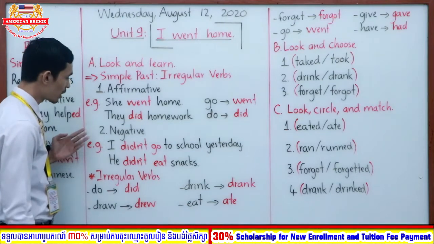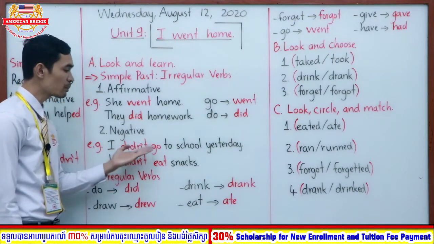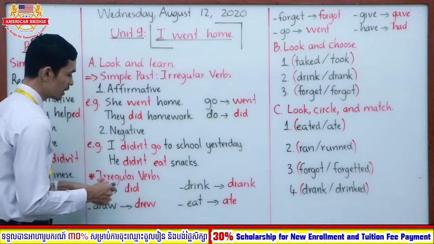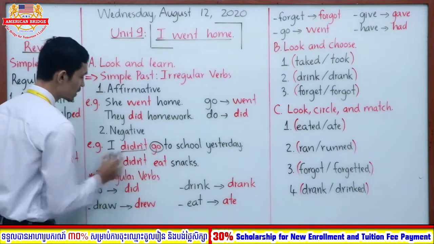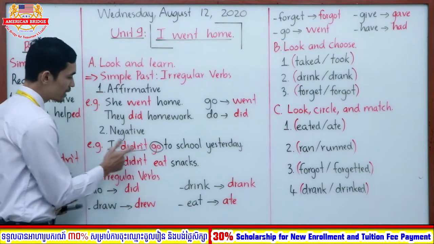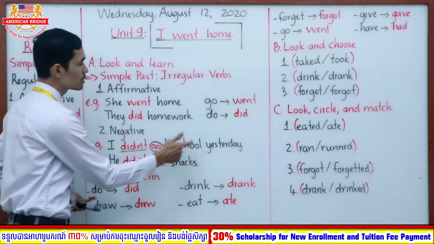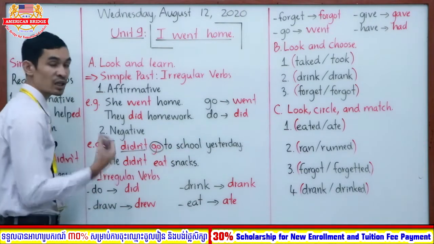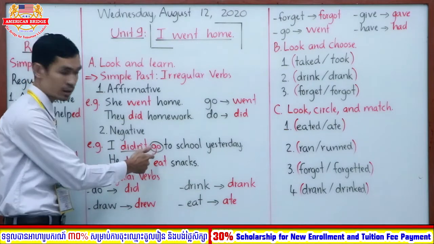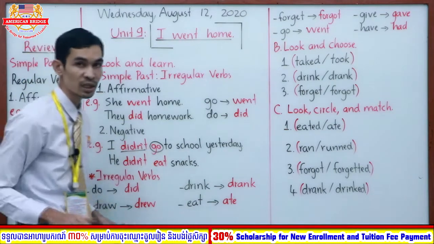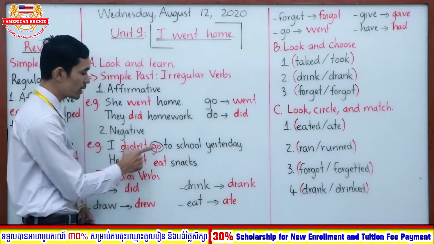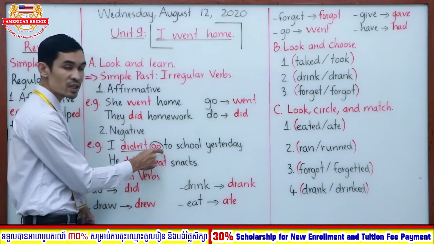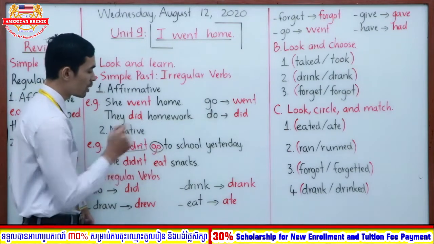So how about negative? In negative, you use didn't plus the base form of the verb. Here, you can look. This one is the base form of the verb and this one is didn't. I didn't go to school yesterday. You cannot say I didn't went to school yesterday. You cannot say I didn't went, okay? I didn't go, because you already have didn't. So didn't needs to be plus the base form of the verb.